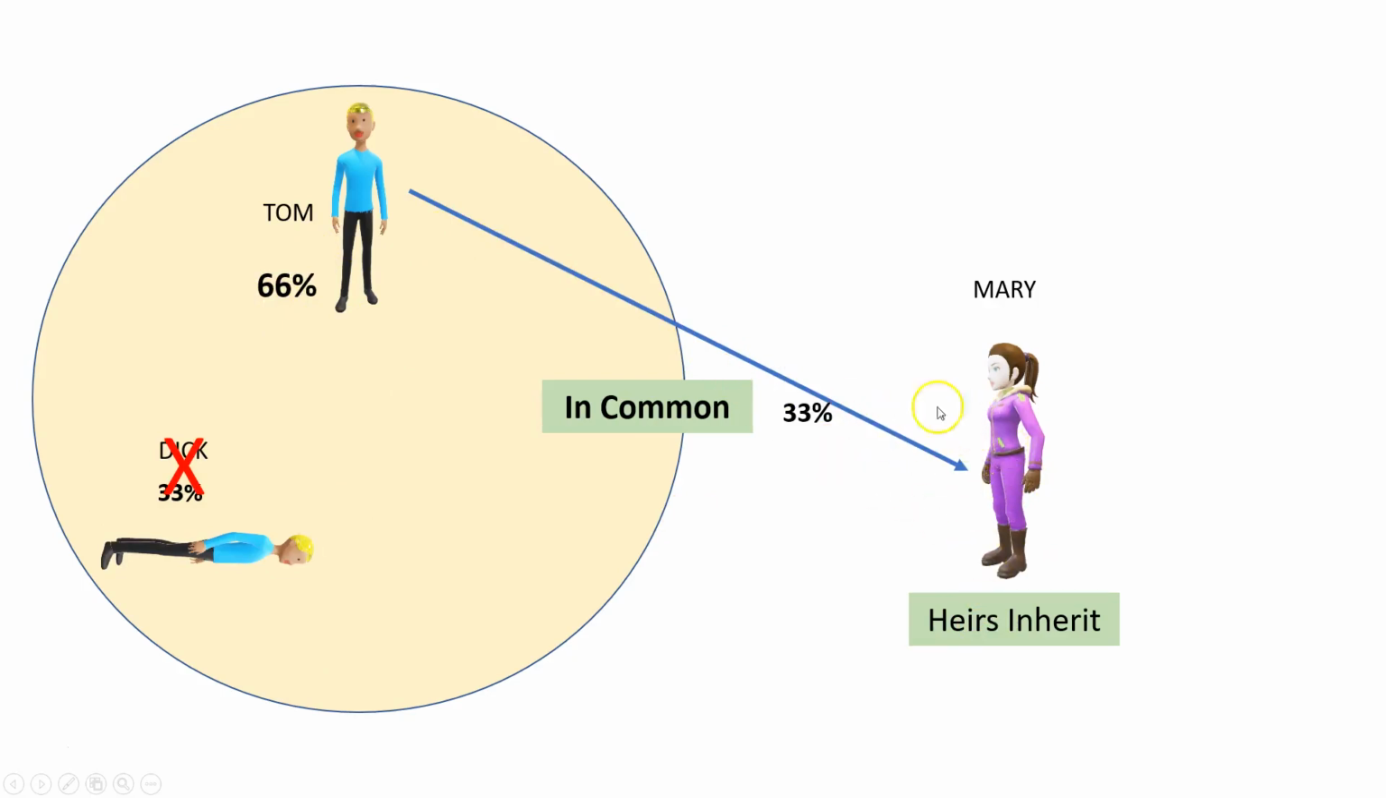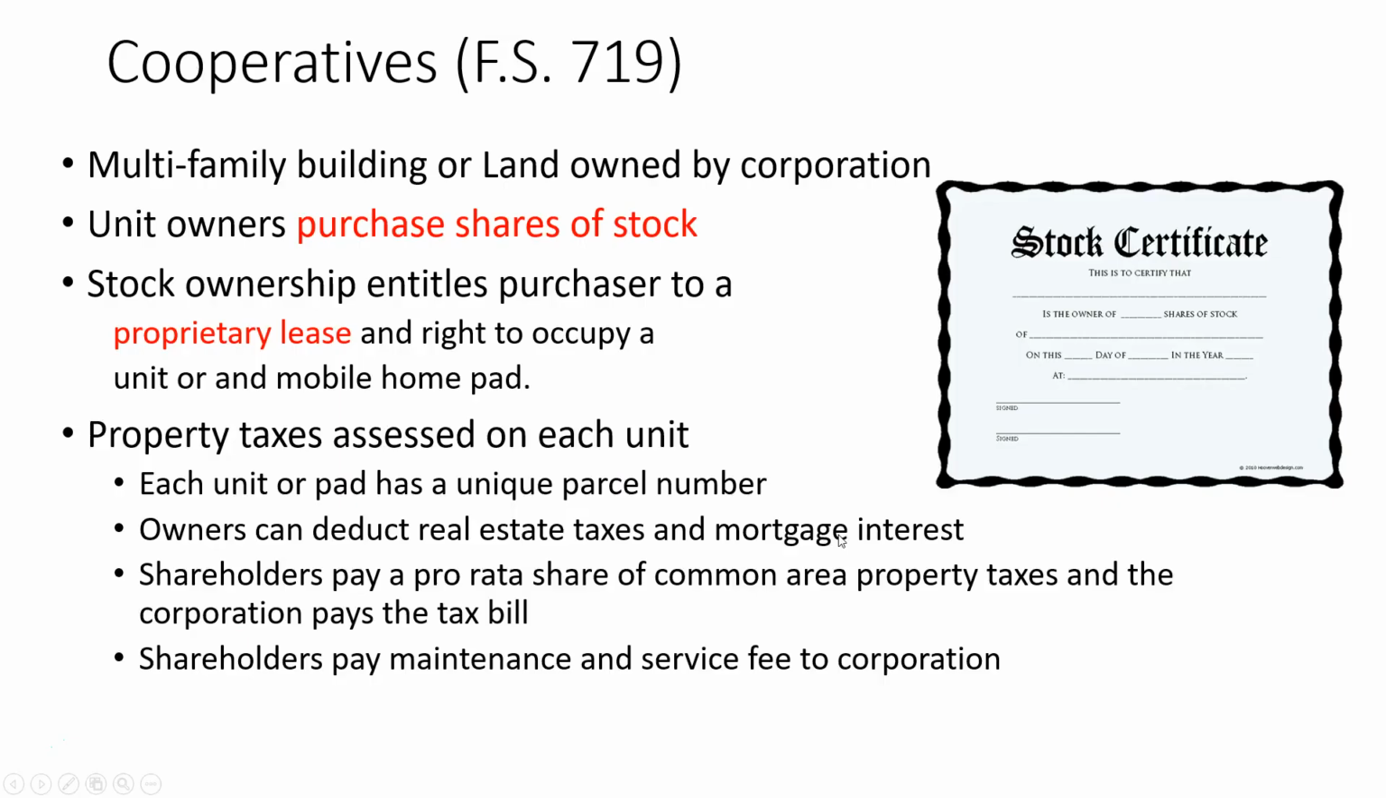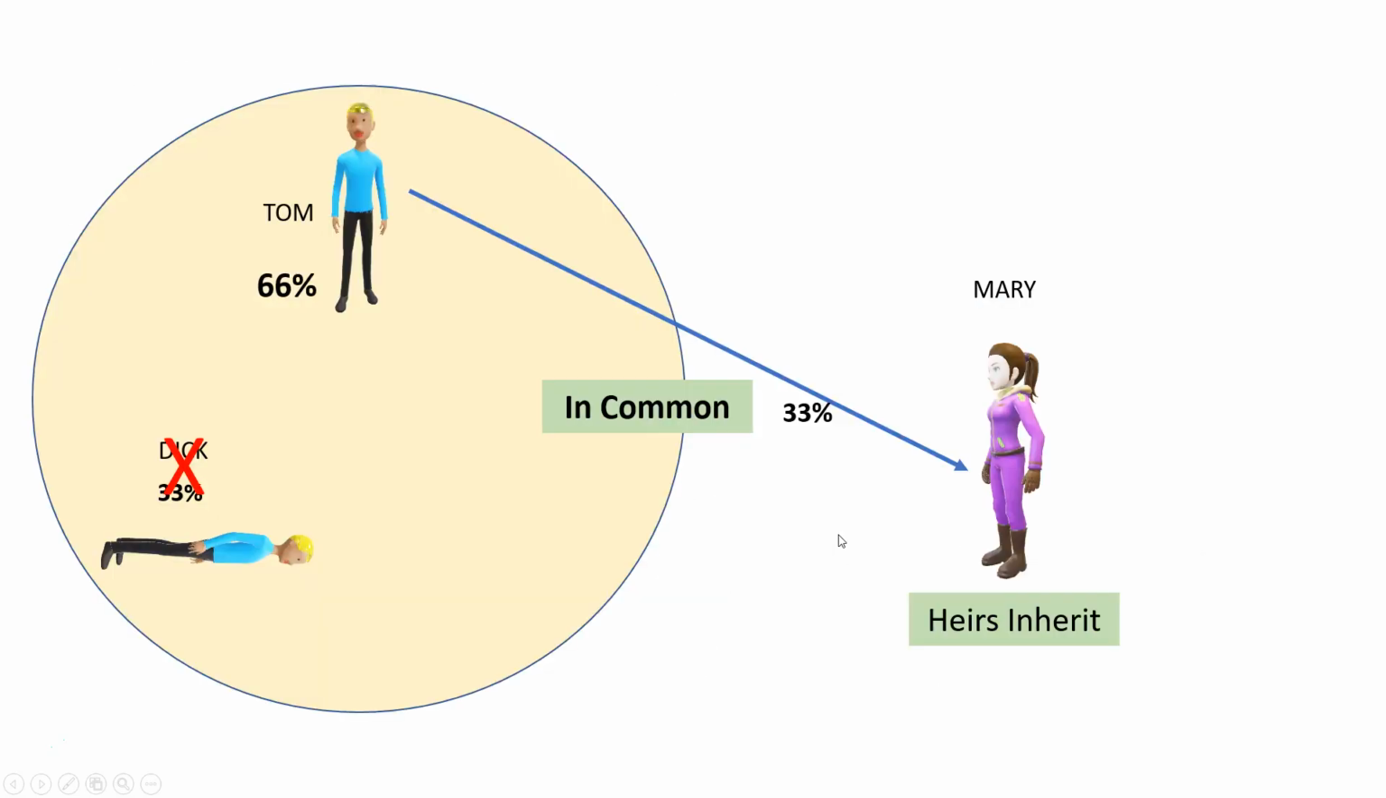If Mary wanted to come inside that circle and become joint owner with these two or one, then they would have to go down and get it redeeded and retitled in their names as joint owners.